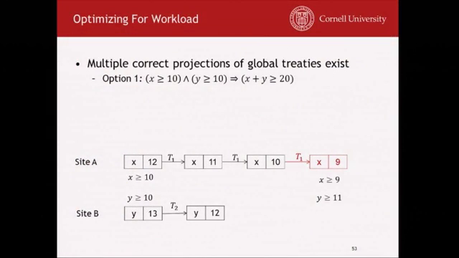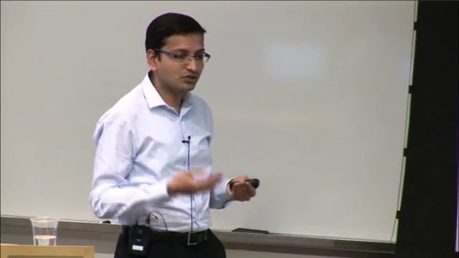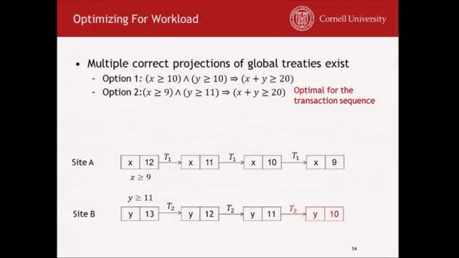Of course, there are multiple possible ways of projecting a global treaty into a set of local treaties. If you assume that you know something about the workload, that is, that transaction T1 is more frequent than the other transaction, then you can find an optimal projection, one which is least likely to be violated. In this case, choosing 10 and 10 was the suboptimal solution, which only allowed you to execute 4 transactions. As it turns out, for this particular sequence of transactions, the optimal projection is x is greater than or equal to 9 and y is greater than or equal to 11. This will allow you to execute 6 transactions without a violation.